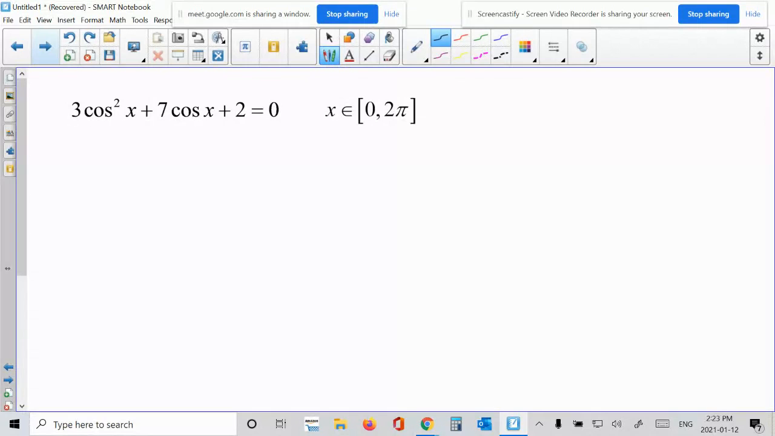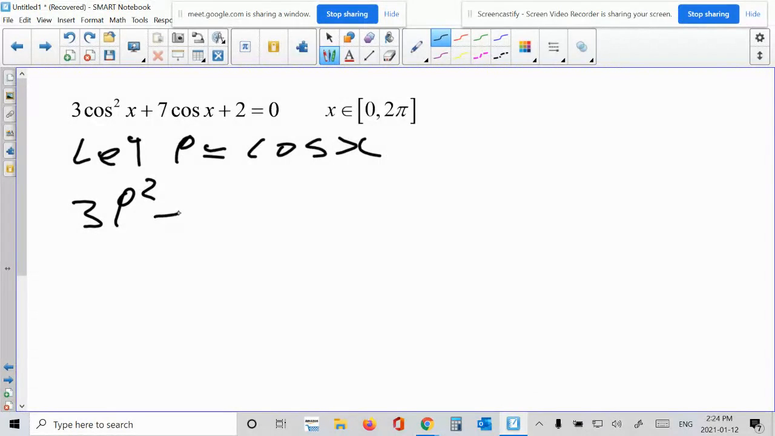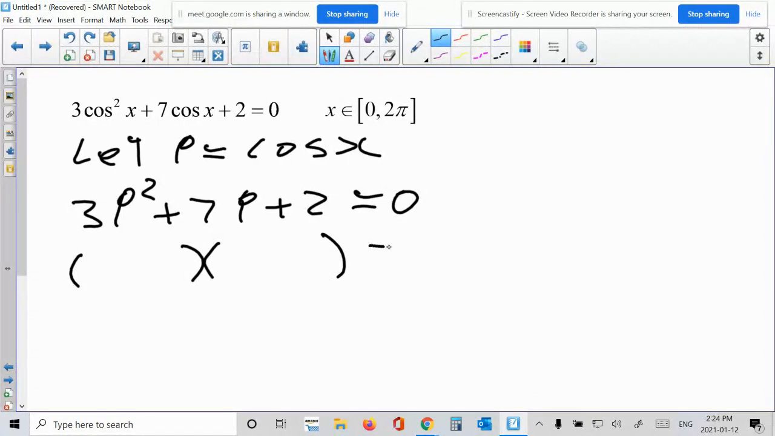Now, you might find it easier to convert this into a regular quadratic. So why don't I do that? Why don't I say that let's let, I don't know, p equal the cosine of x. In which case this becomes 3p squared plus 7p plus 2. Is it necessary to do that? Not really. If you're comfortable factoring it without the substitution, by all means do it. But for some of us, putting it into a substitution model kind of makes sense.